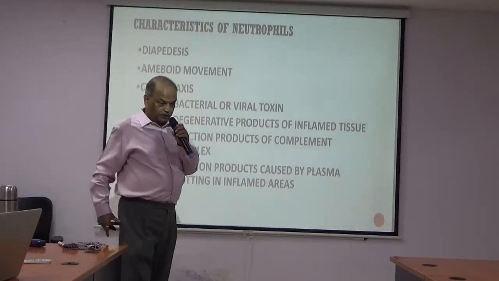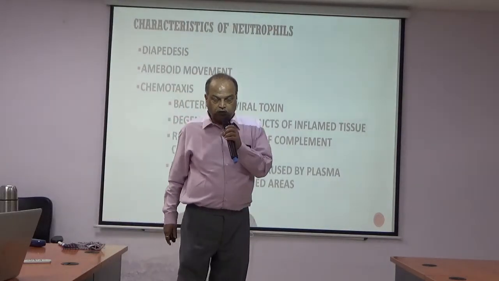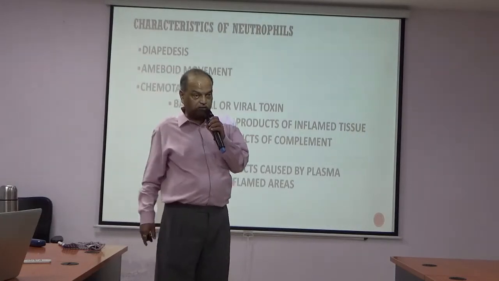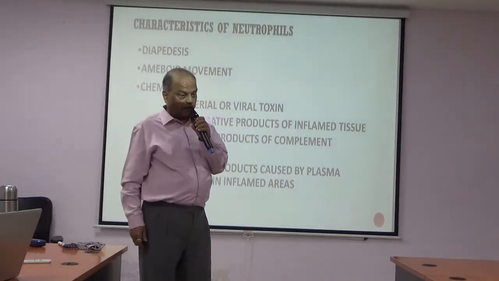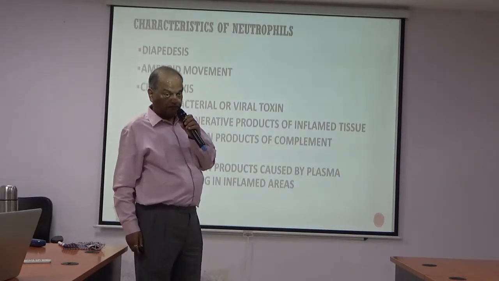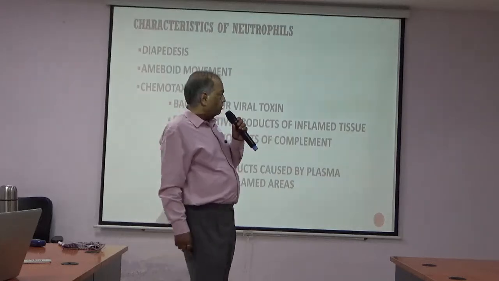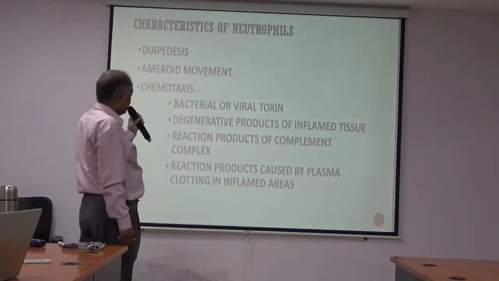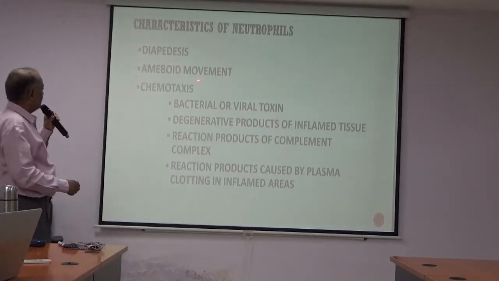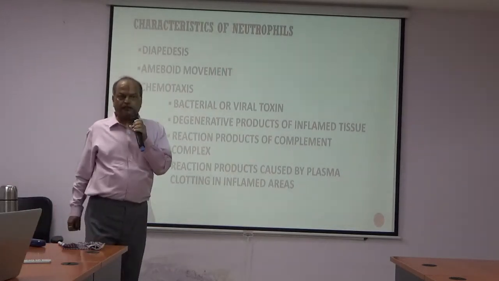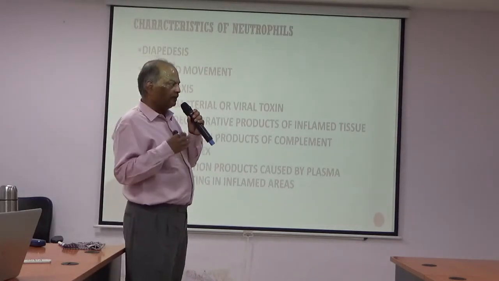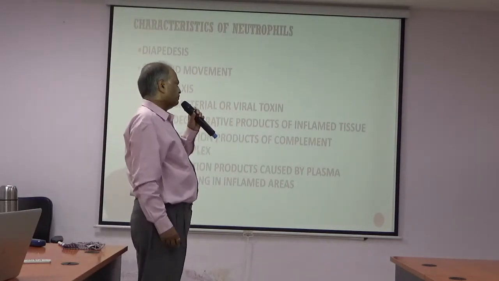And you will be astonished to know, around 3 billion WBCs gain access to the systemic circulation per hour. 3 billion. So, by this method of diapedesis, it gains access into the systemic circulation. The second characteristic is amoeboid movement. Neutrophil is a motile cell. It has mobility similar to that of the amoeba. That is why it is known as amoeboid movement.